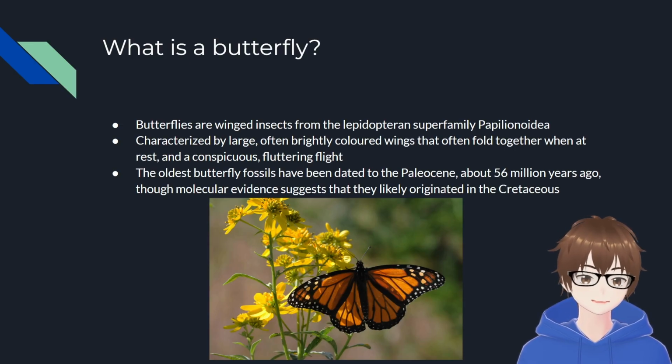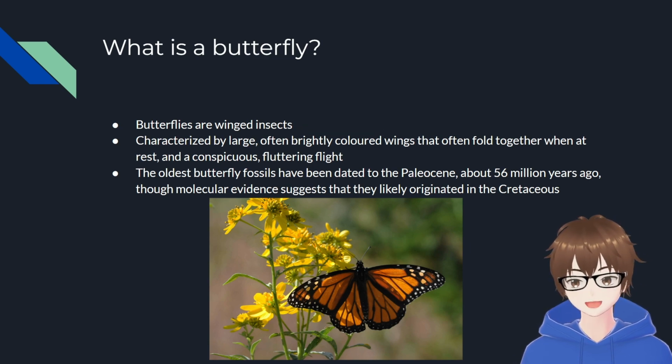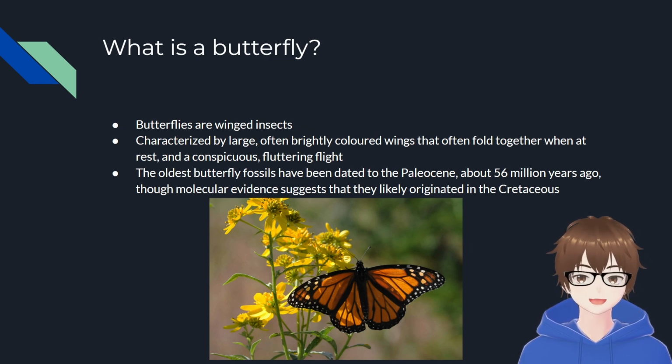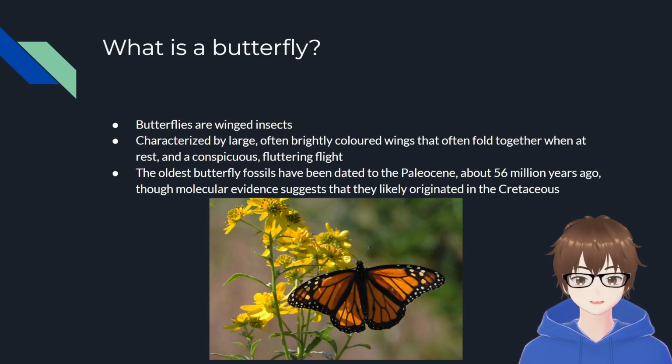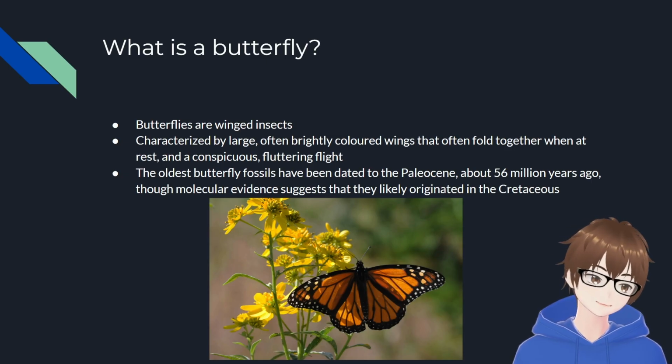I'm sure everyone probably can see a butterfly and know it's a butterfly, but butterflies are winged insects, of course. They're characterized by their large and often brightly colored wings that are often folded together when at rest and out when fluttering in flight. And the oldest butterfly fossils have been dated to the Paleocene, around 56 million years ago. Molecular evidence suggests that they likely originated in the Cretaceous period.